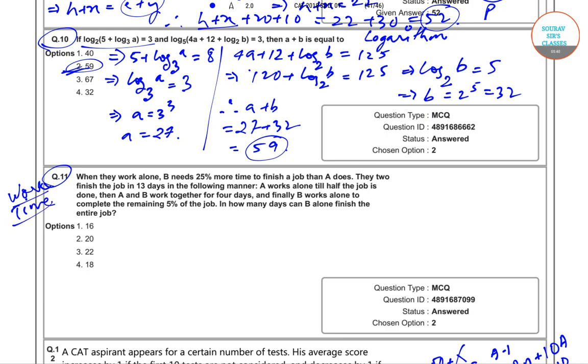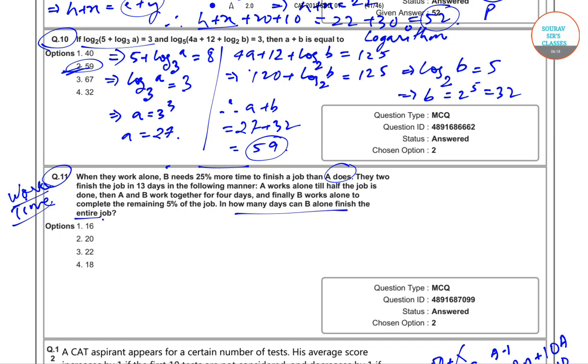Here it has been given that there are two people, B and A. Now B needs 25% more time to finish a job than A does. Now they finish a job in 13 days. The manner in which they work is that A works alone till half of the work is done, and thereafter A and B together work for 4 days, and then B works alone for the remaining portion to complete the remaining 5% of the job. So in how many days can B alone finish the entire job?